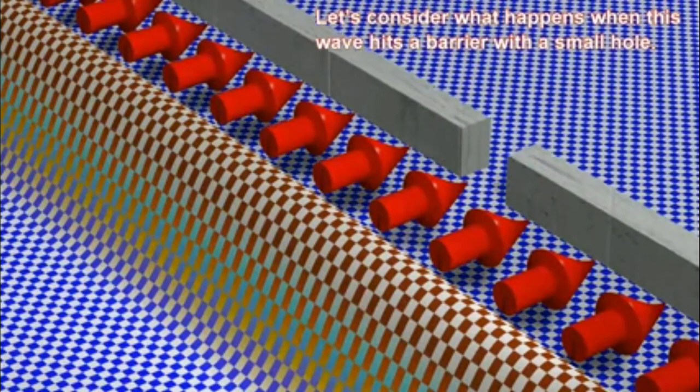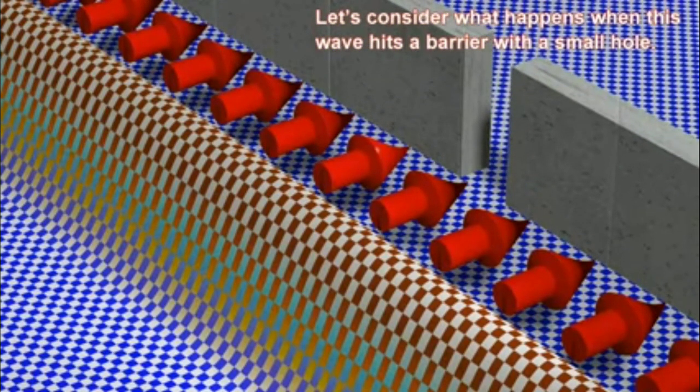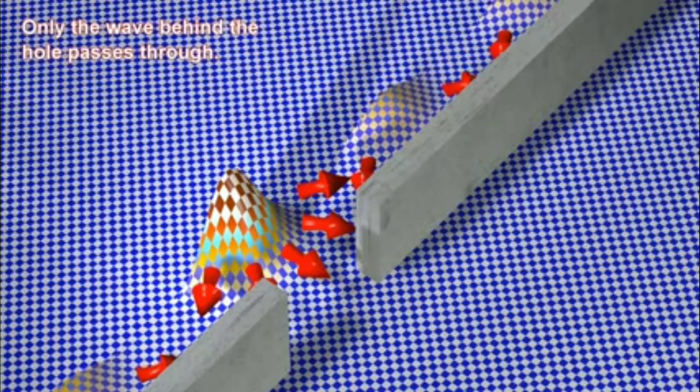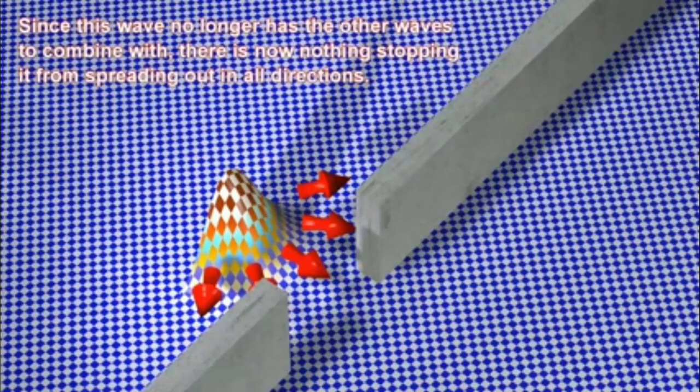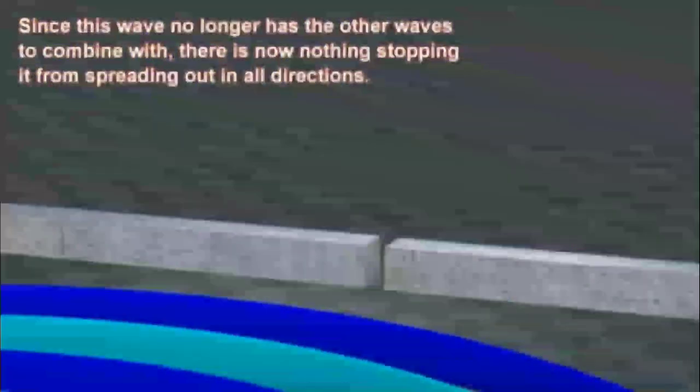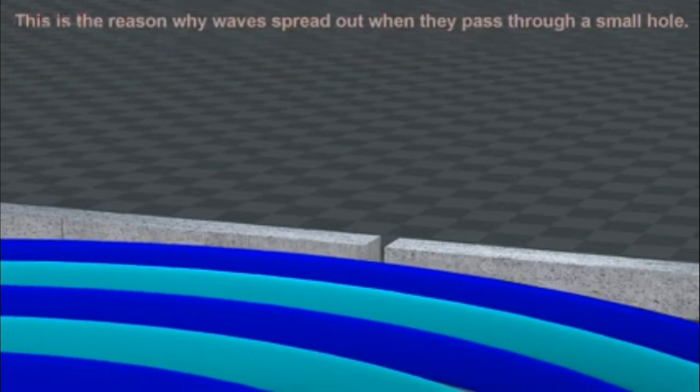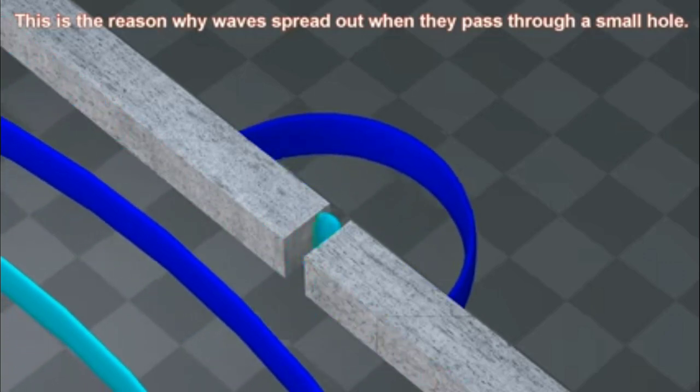Let's consider what happens when this wave hits a barrier with a small hole. The waves behind the barrier are blocked. Only the wave behind the hole passes through. Since this wave no longer has the other waves to combine with, there is now nothing stopping it from spreading out in all directions. This is the reason why waves spread out when they pass through a small hole.